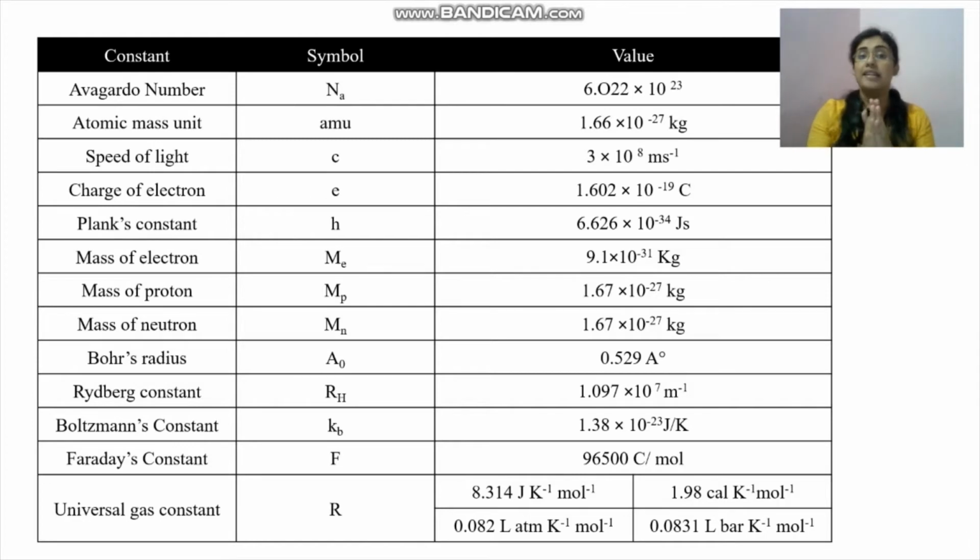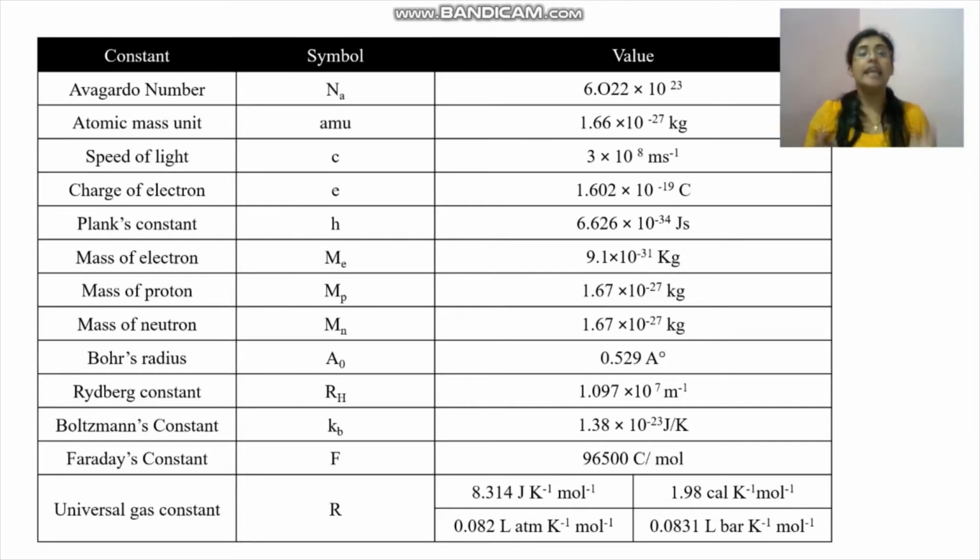It is given by the symbol N with the subscript A. Then we have the atomic mass unit. The atomic mass unit is 1/12 the mass of a carbon 12 atom. We take an atom of C12, 1/12 of its mass would be called the atomic mass unit, and that has a value of 1.66 into 10 raised to minus 27 kilogram and it is represented by amu.